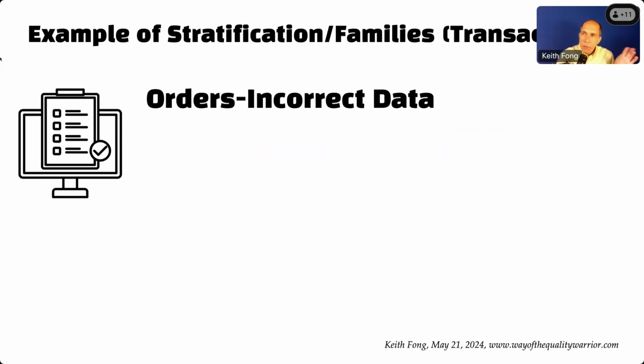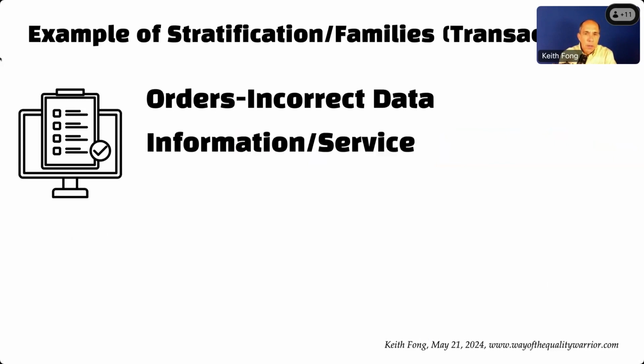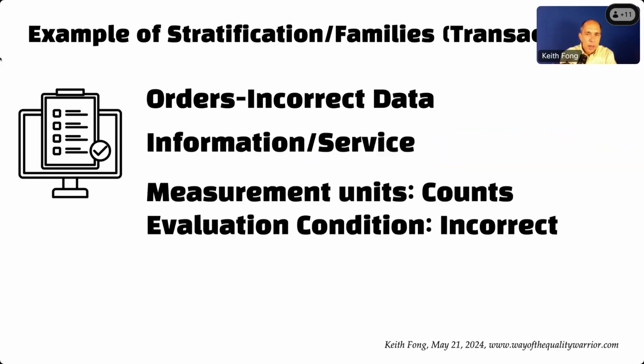So in this case, everybody deals with orders. We make orders, we receive orders. There's not a single organization I can think of that doesn't do some kind of ordering, either as the requester or as the supplier, or often both. So again, we're talking about information service, and in this case, we are going to use the measurement unit of counts, because the evaluation condition is going to be whether a piece of data is correct in the order or not, right? It's not uncommon to have such things.